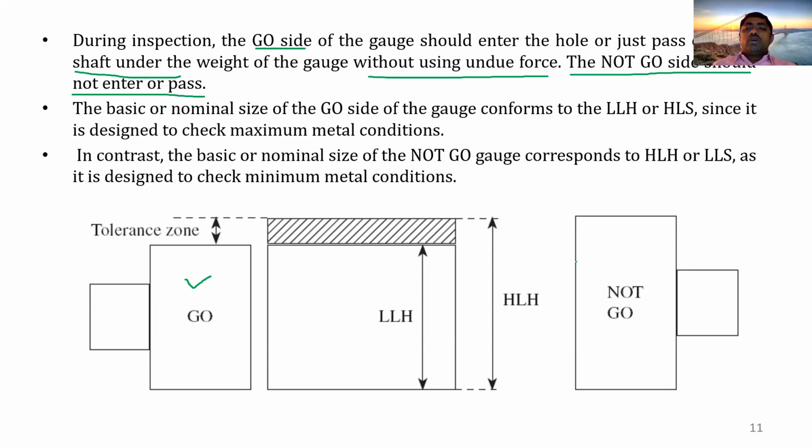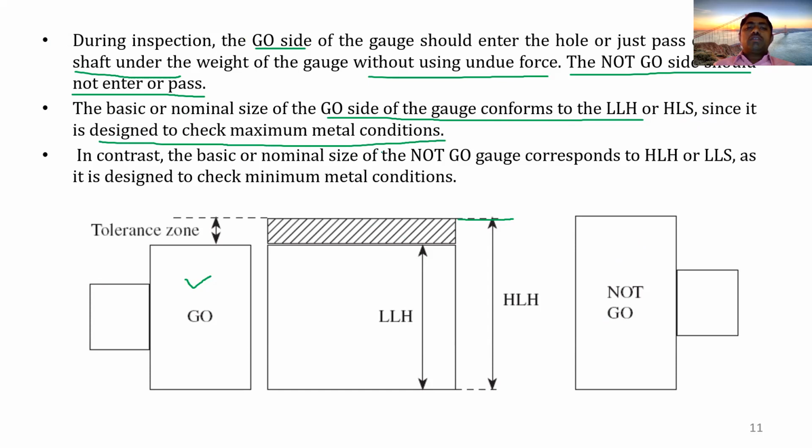So this is the not go gauge, which is designed for the maximum or high limit of the hole, or minimum metal conditions. So this should not pass over either the shaft or the hole. The basic or nominal size of the go side of the gauge conforms to the low limit of the hole or high limit of the shaft, since it is designed to check the maximum metal conditions.